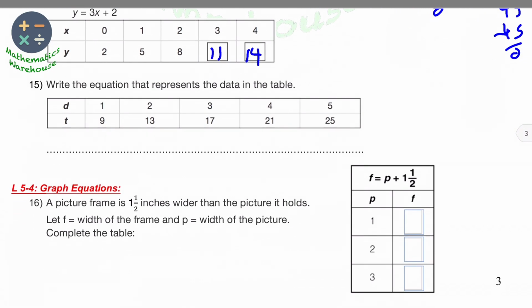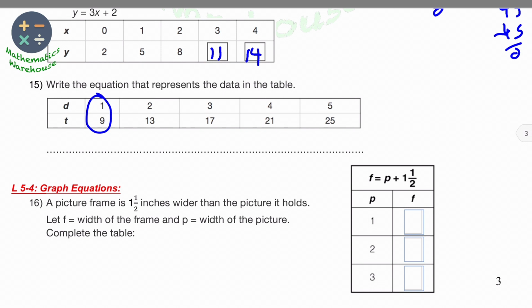Next question, write the equation that represents the data in the table. 1 and 9. Maybe it's multiplied by 9. Maybe we add 8. If you multiply 2 times 9 equals 18, and this doesn't work. If you add 2 plus 8 equals 10, and this also doesn't work. So now we have two operations. 2 to be 13. Let us try 2 times 2. 2 times 2 is 4. Plus what equals 13? Plus 9. So we multiply by 2, then add 9.